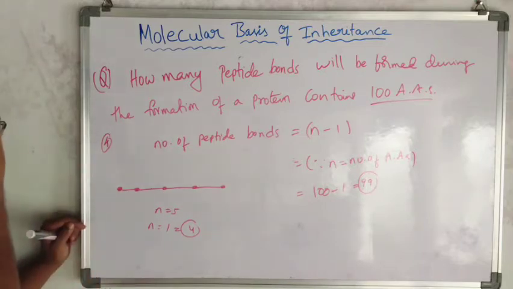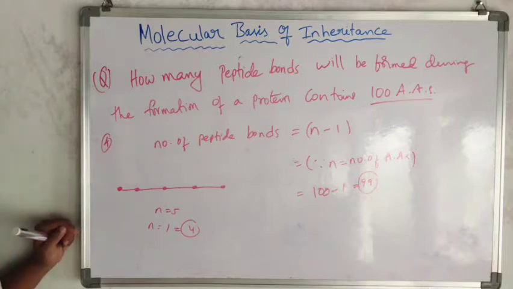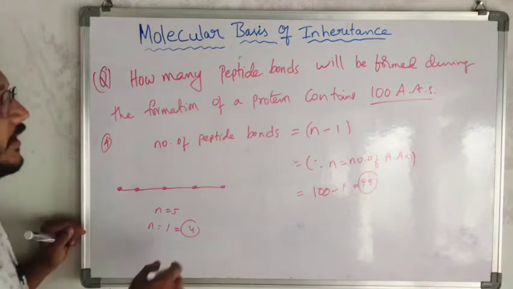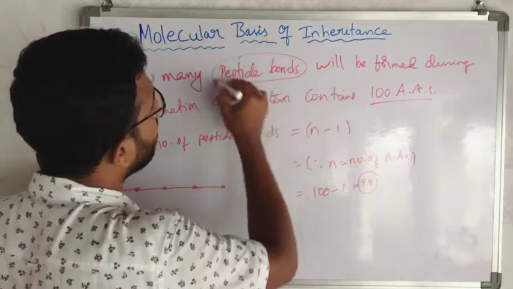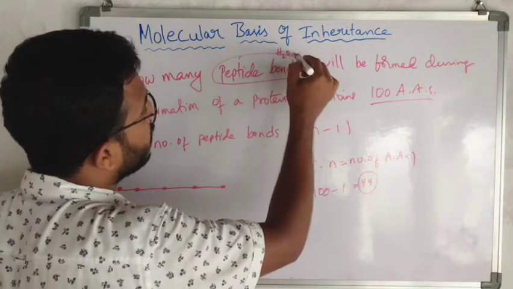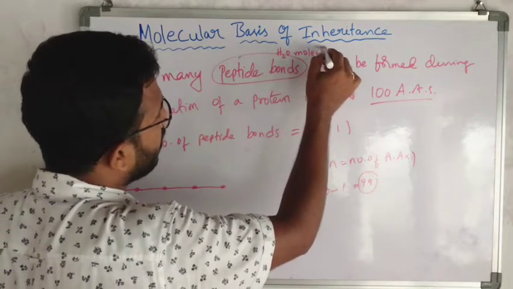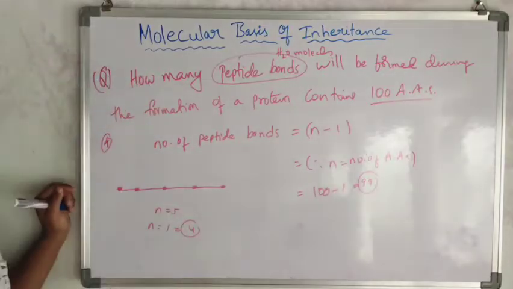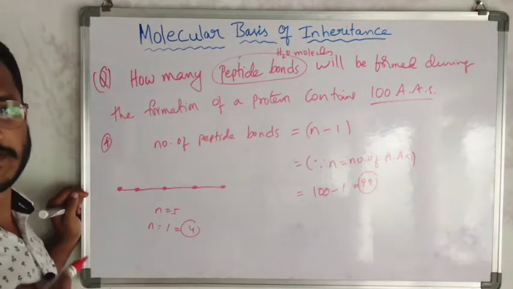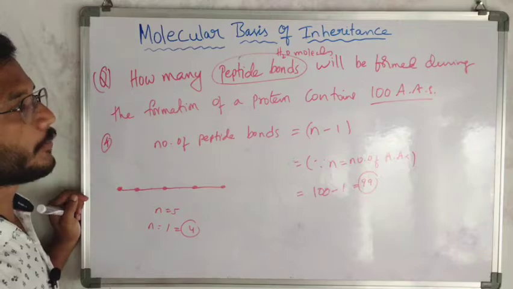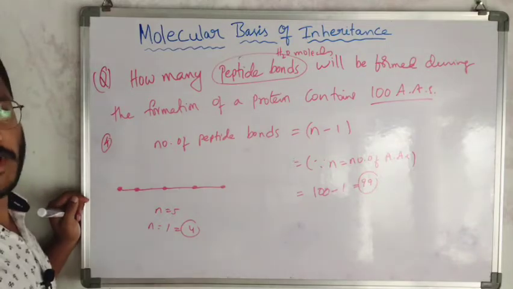Or else, if they want to increase the toughness of the question, they can ask how many water molecules will be liberated, will be formed, will be released during the formation of a protein which contains 100 amino acids.